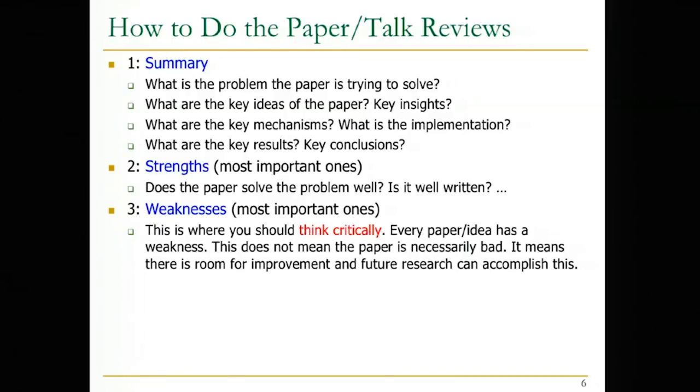And I would ask you to order. It's not written over here, but I'd ask you to order the strengths and the weaknesses in terms of the most important one first to the least important one last. Think about somebody else reading this review who has never read the paper. You should really target that person with the summary, with the strengths, and with the weaknesses. So they should really see the most important strength first, most important weakness first, under weaknesses.